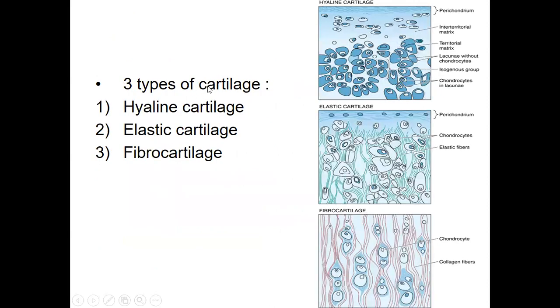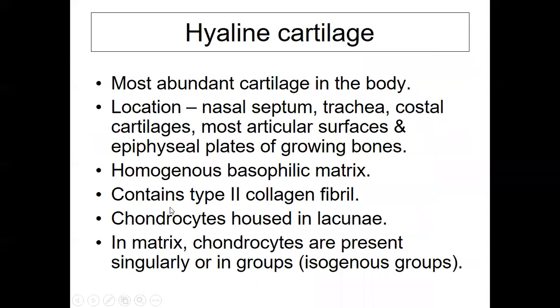There are three types of cartilage that I have mentioned just now: hyaline cartilage, elastic cartilage, and fibrocartilage. In the first picture here, it shows the hyaline cartilage. The second picture shows the elastic cartilage, and the last picture shows the fibrocartilage. Now we're going to discuss the different types of cartilage one by one.